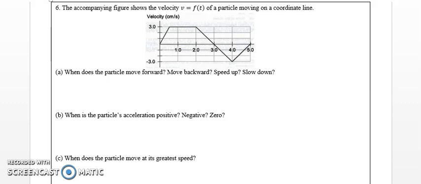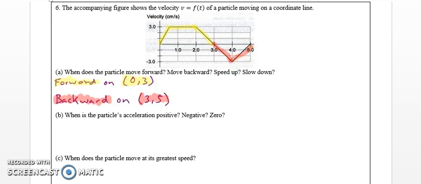Number 6, you are given the graph of velocity, and they ask, when does the particle move forward, when does it move backwards, when does it speed up, and when does it slow down? Since it's the graph of velocity, it is moving forward when velocity is positive, and it's moving backwards when velocity is negative. So that answers the first two questions of part A.